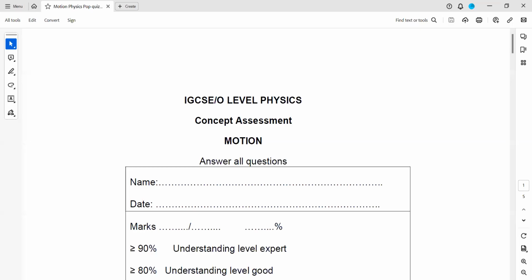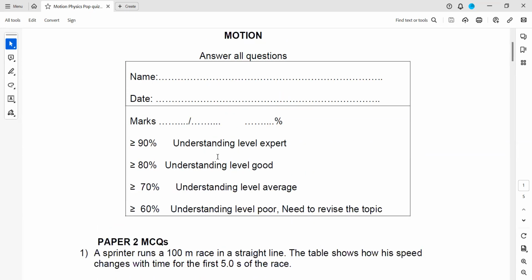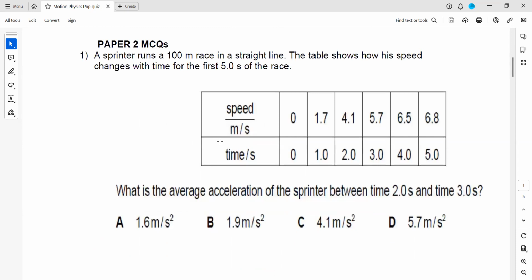This was a pop quiz related to motion, pop quiz 4. All MCQs were there in this pop quiz. So in the first question, a sprinter runs a 100-meter race in a straight line, and the table shows how his speed changes with time.